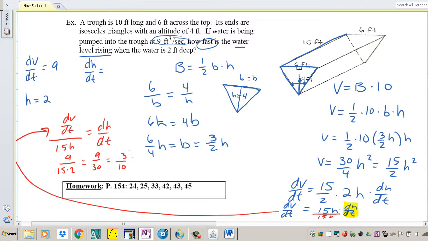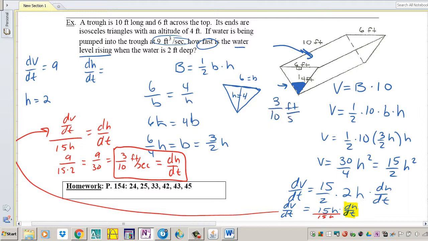Let me write that in units. Feet per second is equal to dh/dt. And that is my answer. So let's backtrack. What's going on here? Water is being pumped into this trough. When the water level is at exactly 2 feet, I'm going to say that's 2 feet right there, the water level is rising at a rate of 3 over 10 feet per second. And that's what's happening with this trough. I could even draw it over here so you guys can see a much better visual of this trough water level rising.